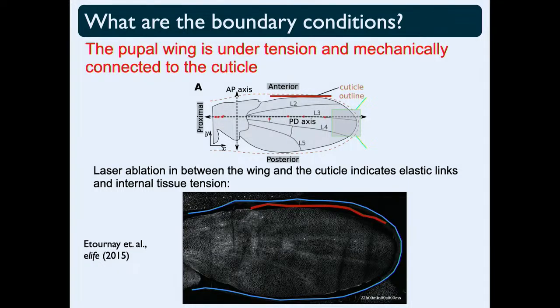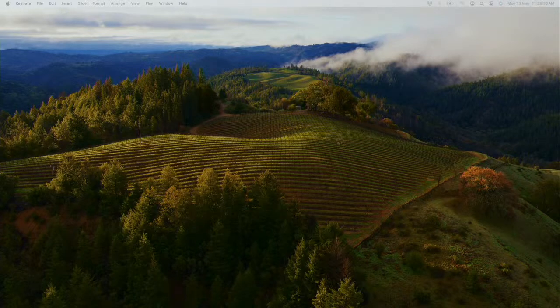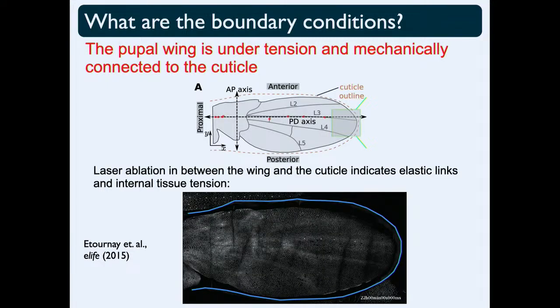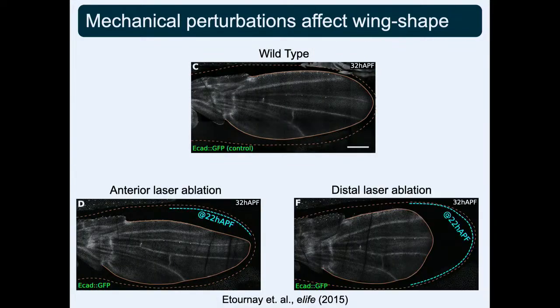If you make a laser cut, for some reason this movie is not working, so I will go to the next slide. If you make this cut here, you will see that this part of the wing shrinks faster because there are no boundary conditions. It's a free surface. So this is the wild type wing. Once you make the laser cut where you cut all the polymers which are connecting the wing, it shrinks further. If you make a cut here, it moves inside more.